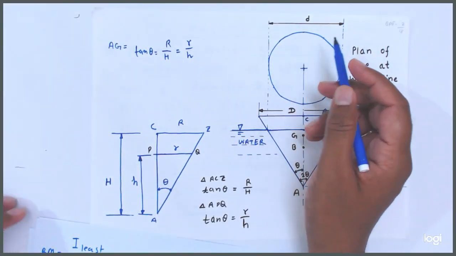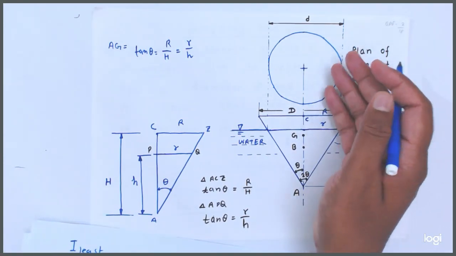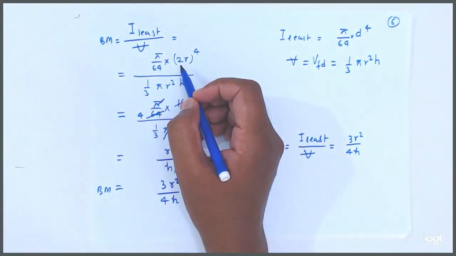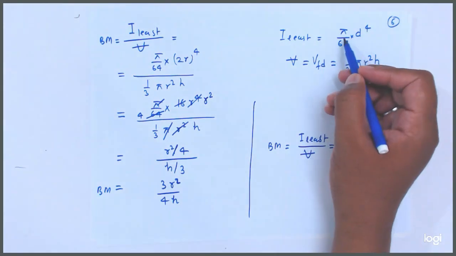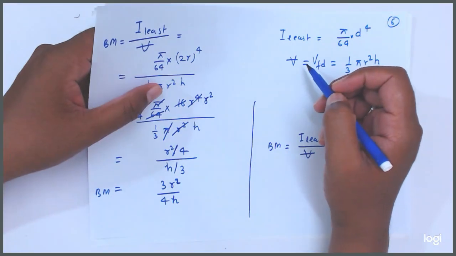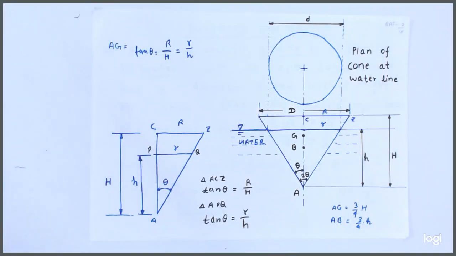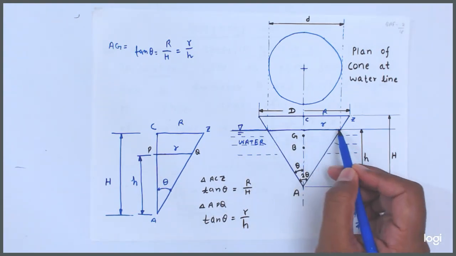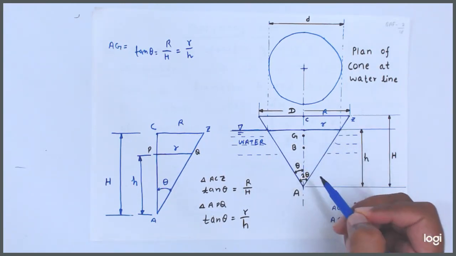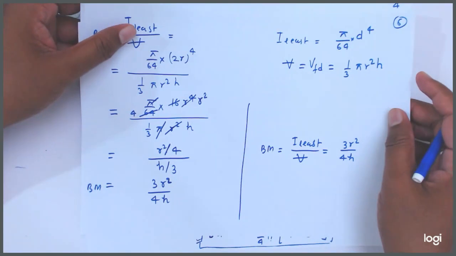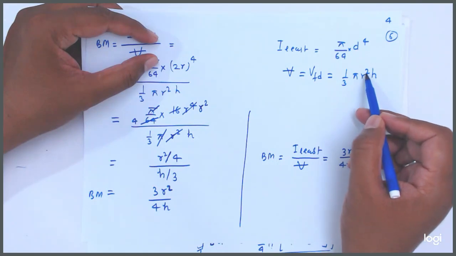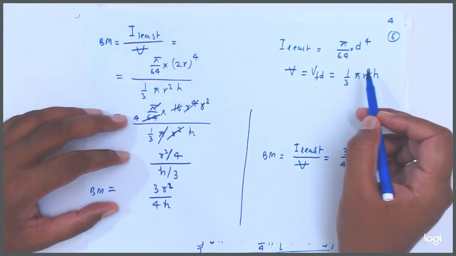Here it is a circle, so either x or y, both are the same, so we will take the moment of inertia of the circle. So I least is equal to pi by 64 into d to the power 4. Okay, and volume of liquid displaced is equal to what, friends? We will take the volume of liquid displaced this much only. This is the volume which is inside the water, so this much volume is the liquid displaced. What is the volume of the cone? Volume of liquid displaced equals 1 by 3 into pi into small r square into small h. We will put it here.